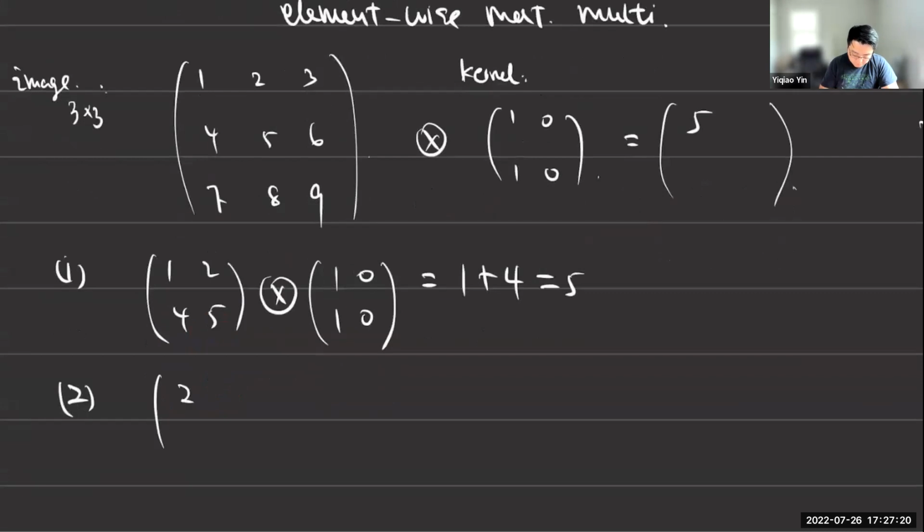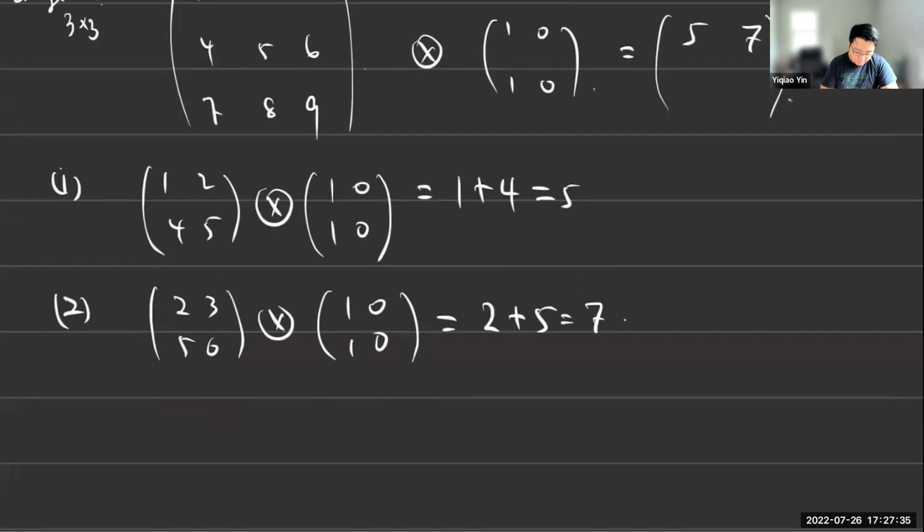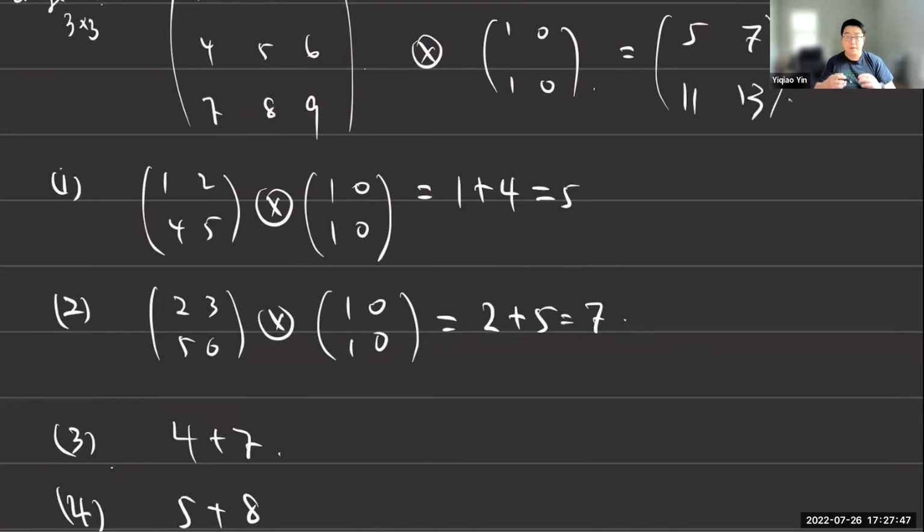What's the next one? 2, 3, 5, 6. And this is going to give you, let me write out a kernel, 2 plus 5, which is 7. So then 7 is going to come here. Okay? And so on and so forth. I'm not going to bore you guys with all of it. This is 4 plus 7, that's 11. And then number 4, the last one, is going to be 5 plus 8, and that's going to be 13. All right. So then what have we done, right?